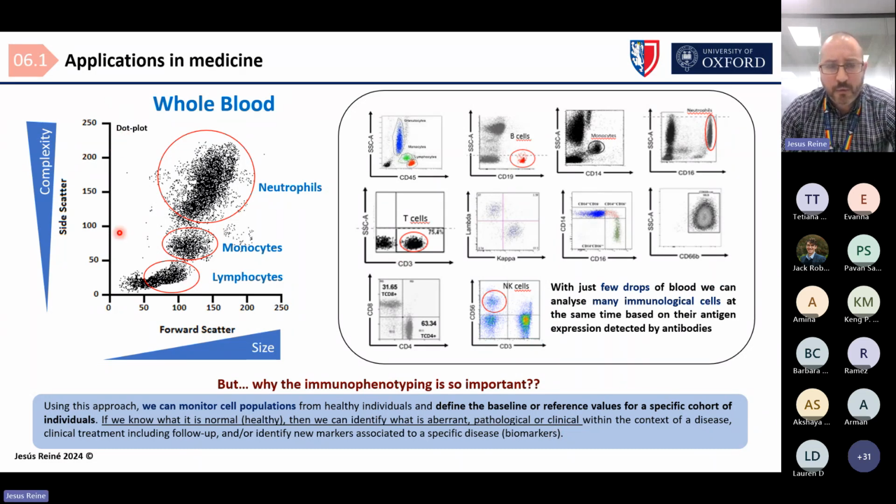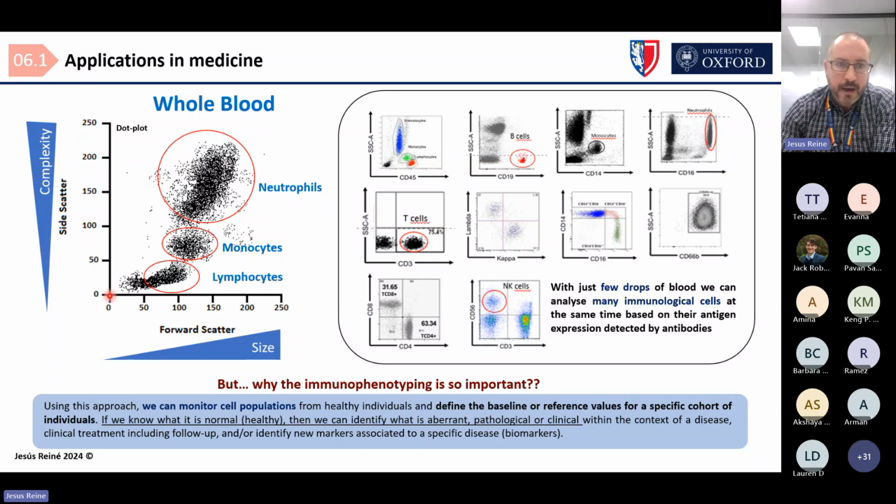Imagine that we acquire a sample of blood. If you remember, we have 2 parameters to detect size and complexity: the light scatter parameters, forward and side scatter. In the forward scatter, everything that goes to the right is bigger and everything that goes to the left is smaller. The same happens with the side scatter: everything that goes up is more complex, and everything that goes down is less complex.